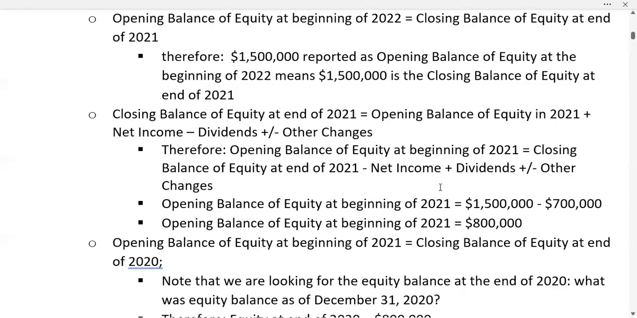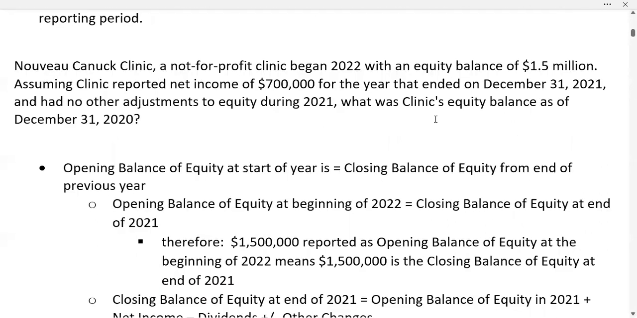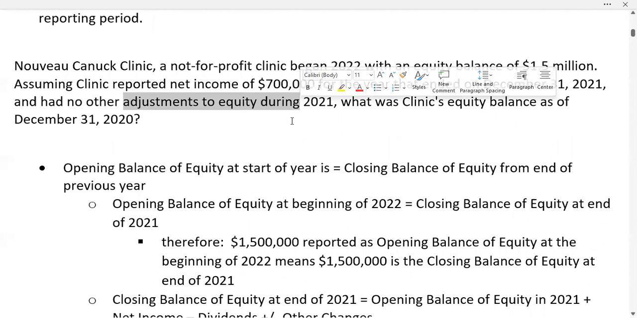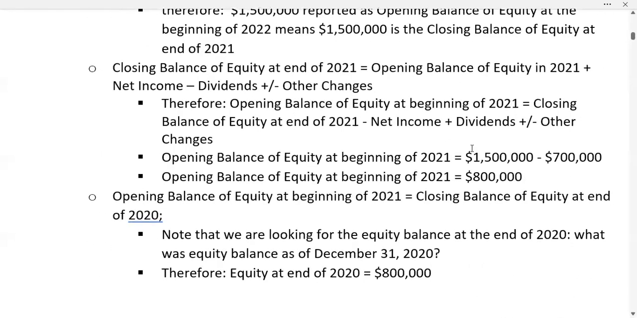In this case, the question actually is saying that there are no other adjustments executed in 2021. So we can calculate this easily as just subtracting $1.5 million minus $700,000, or $800,000. This is the opening balance of the equity at the beginning of 2021.